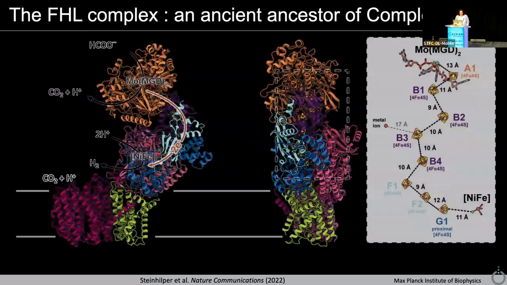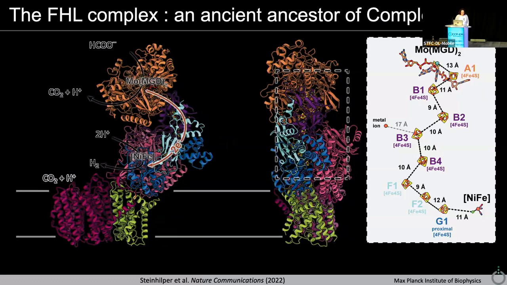When we look at the cofactors, we had a number of iron sulfur clusters that link the molybdenum-based formate dehydrogenase active site with the nickel iron hydrogenase active site. But we had an additional metal ion here that we didn't actually anticipate being there, so that hadn't been predicted before. And it turns out that it sits really close to the interface between the complex and this formate dehydrogenase subunit. I can tell you more about that in a little bit.